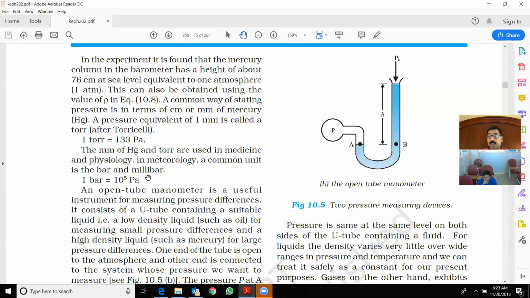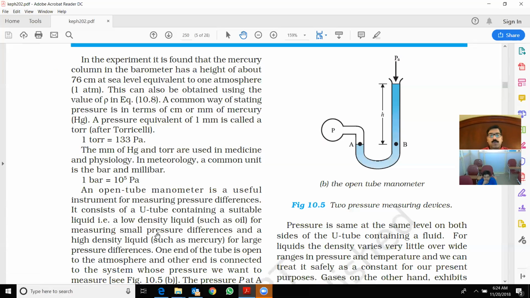So 133 Pascal. Now what is Pascal? 1 Pascal is 1 Newton per meter square. So from that you can get how much pound per square inch, PSI. So 1 Pascal into PSI is how much? 1 torricelli in Pascal is how much? 1 bar to Pascal is how much? All those units from one to another are related but have different quantitative values. So you need to know the conversion rules for all units of pressure.